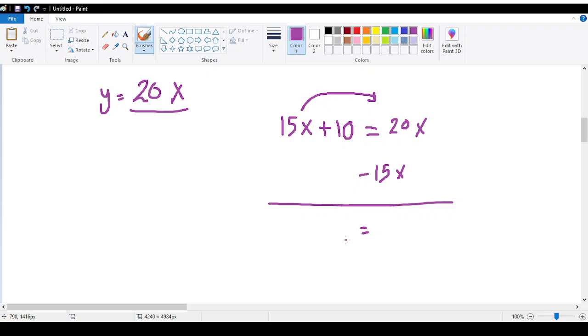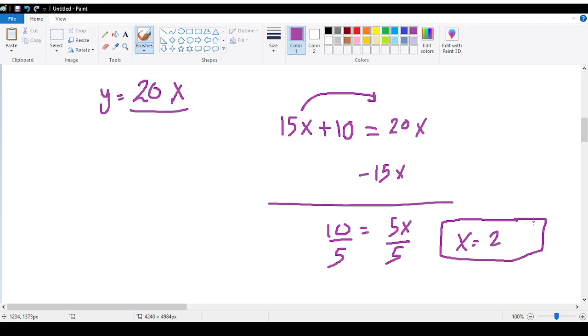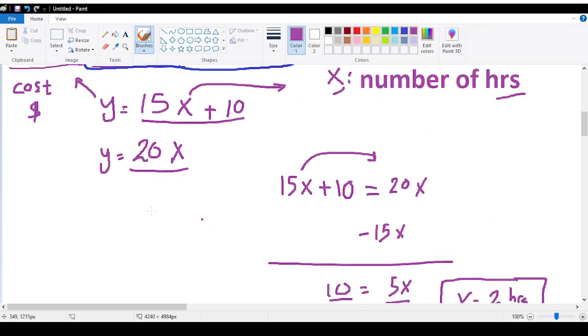What should I write on this side? 10 equals 5x. Then what should I do? Then we divide by 5 on both sides. So you end up with x equals 2. Two what? Two hours. So if I took 2 hours, the cost will be the same for both lessons.